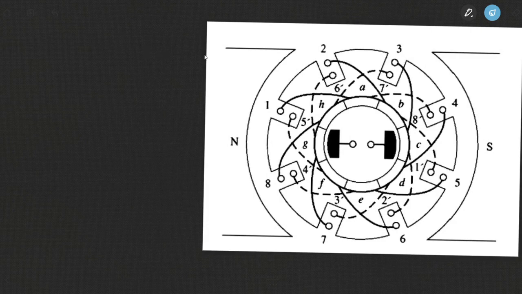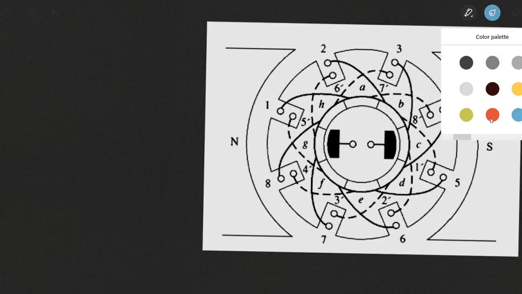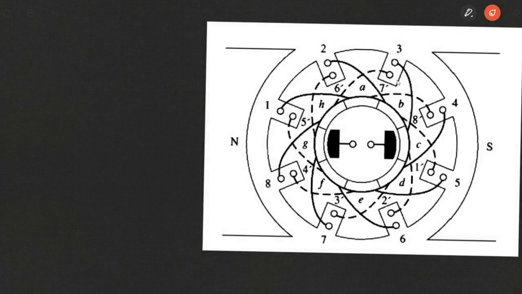Take this construction of a two-pole DC machine. Under the influence of the south pole, the current will be flowing into these conductors. So I'll be showing a cross here, a cross here, a cross here, a cross here. That means the current is flowing into the conductor. There will be a cross here, cross here, cross here, cross here.